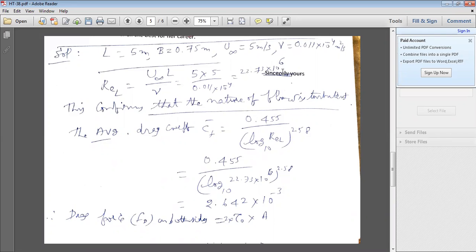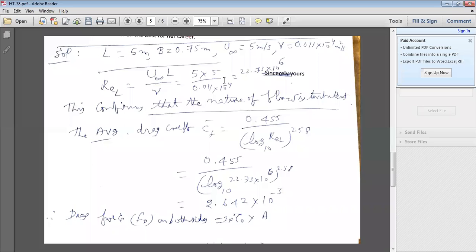22.73 into 10 power 6. Verify whether it is greater than 5 into 10 power 5 or not. Obviously, 22.73 into 10 power 6 is greater than 5 into 10 power 5. So you can straight away write that the Reynolds number is greater than 5 into 10 power 5, so the flow comes under turbulent.